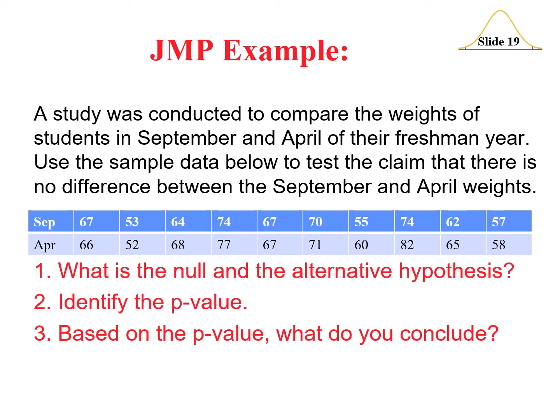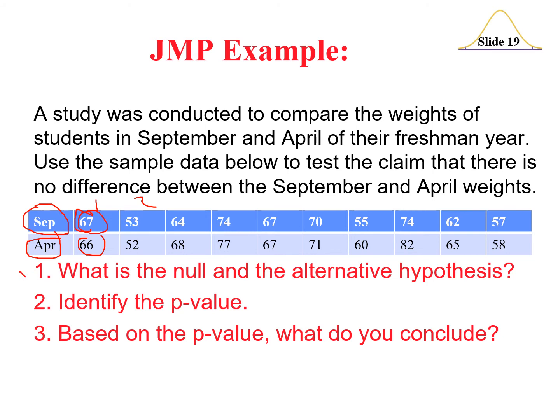For example, a study was conducted to compare the weights of students in September and April of their freshman year. Use the sample data below to test the claim that there is no difference between the September and April weights. Here we have the weights in September and April for a sample of students. This is matched pairs because we have two observations for the same case. This is student number 1, number 2, and so on. For the first student, the weight in September is 67 and the weight in April is 66, and so on.